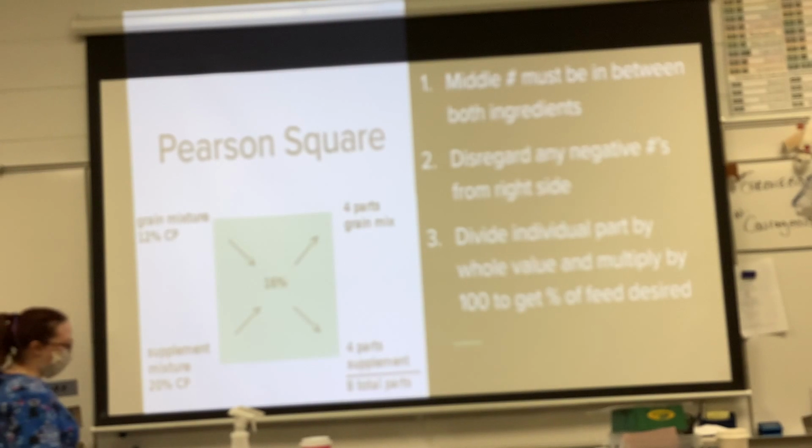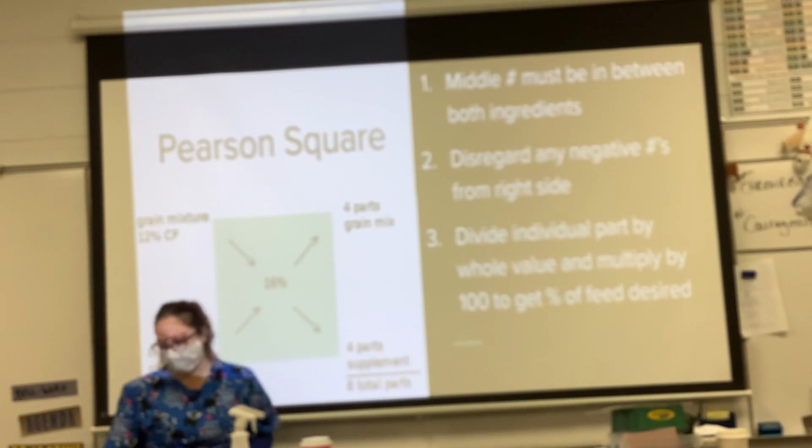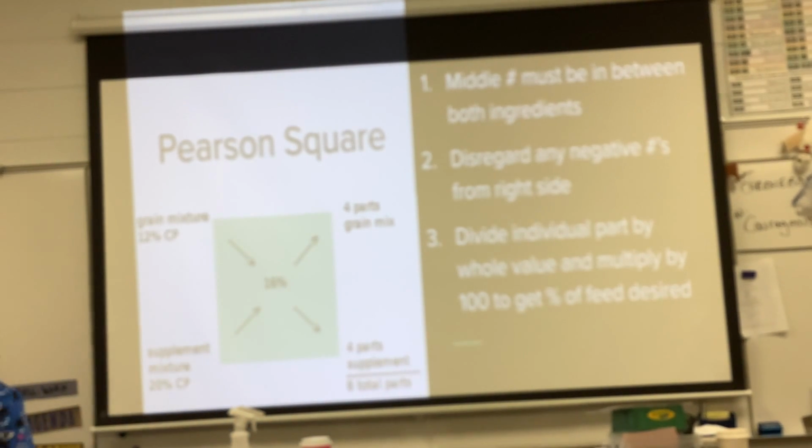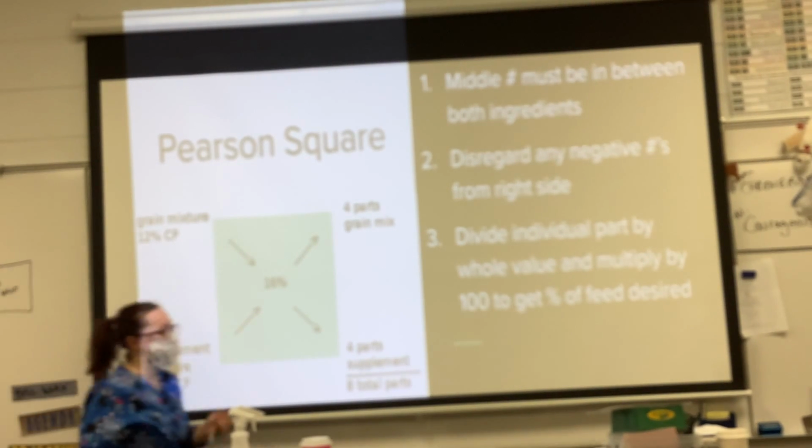I'm going to draw a little square here that kind of breaks down this, yeah? So on your paper, I want you guys to draw your square. I start with a square. What do I say needs to be in the center of my square? The number between my two ingredients, and it's the desired amount that I want, right? So I'm talking crude protein. So it's the percent of crude protein that I want.